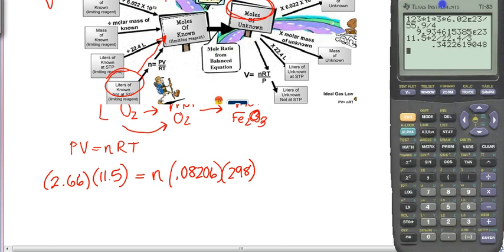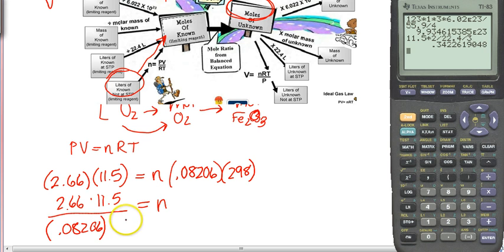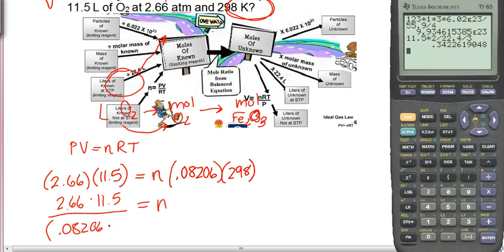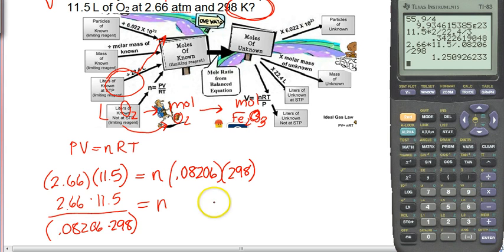Okay, we will bust out our calculator here. Let's rearrange this. We'll have 2.66 times 11.5 on top, and on bottom we'll have 0.08206 times 298. Let's put this all in parentheses so we remember to type it in right. So we'll type in 2.66 times 11.5 divided by 0.08206 divided by 298. I got that n, the number of moles, was 1.25 moles of oxygen.